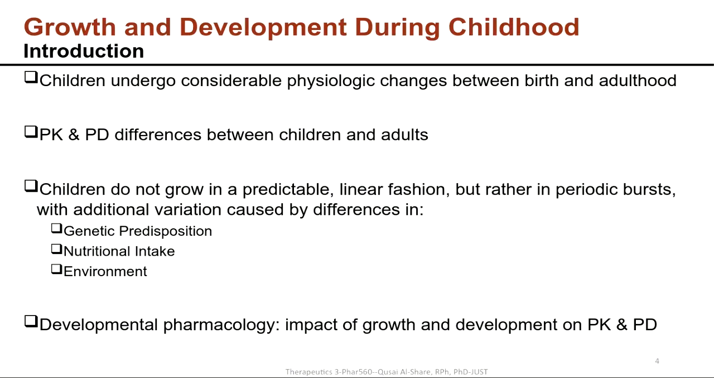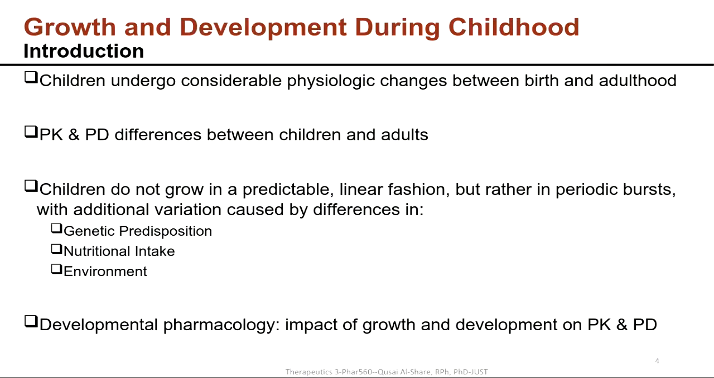So can we say that growth in children is predictable to follow a linear fashion? In fact, it is not, because there are some exceptions, but rather that growth occurs in periodic bursts. It's kind of in bursts with additional variation caused by differences. People are different in terms of their genetic predisposition. They are different by their nutritional intake.